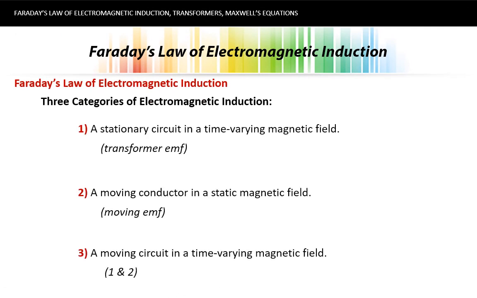We have three different categories of electromagnetic induction. The first one, which is also called transformer EMF, is the case when we have a stationary circuit in a time-varying magnetic field. The second category is called moving EMF, and it refers to a moving conductor in a static magnetic field. And finally, the third category involves both a moving circuit and a time-varying magnetic field. It is a combination of the first two categories.